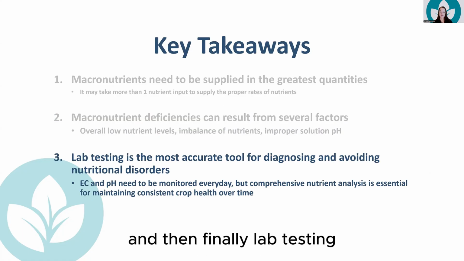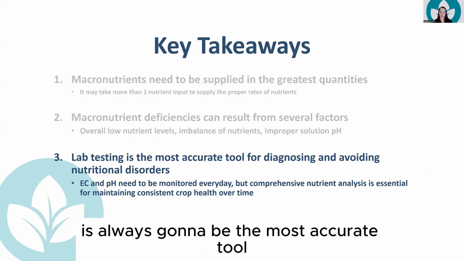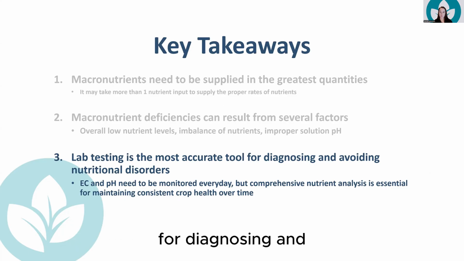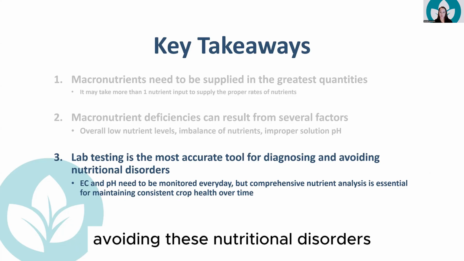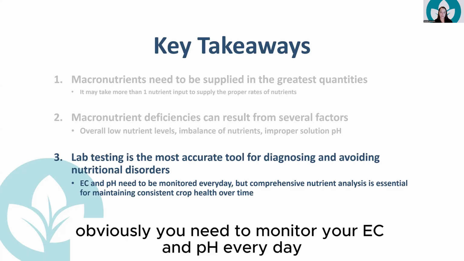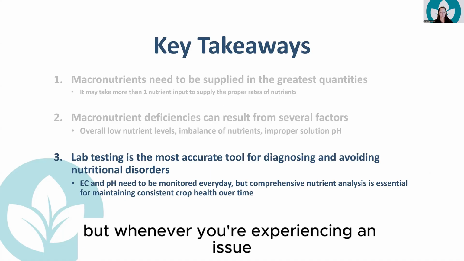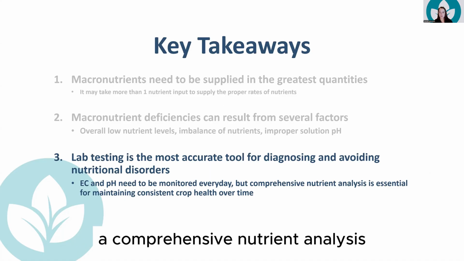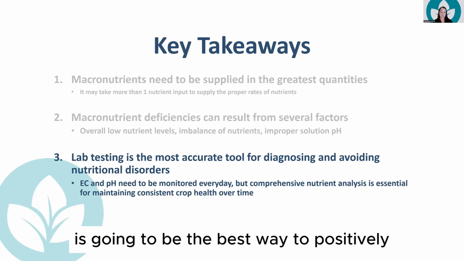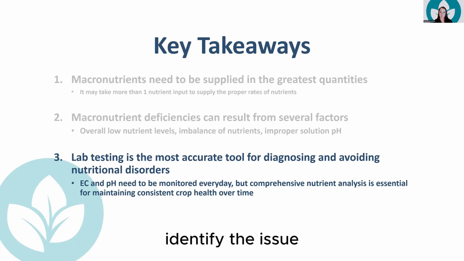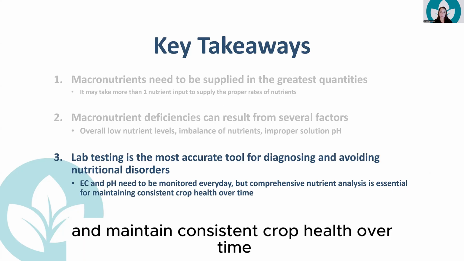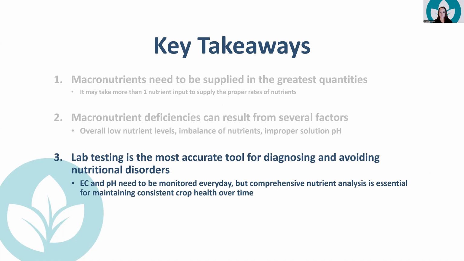And then finally, lab testing is always going to be the most accurate tool for diagnosing and avoiding these nutritional disorders. Obviously, you need to monitor your EC and pH every day, keep that in check and in range. But whenever you're experiencing an issue, a comprehensive nutrient analysis is going to be the best way to positively identify the issue and maintain consistent crop health over time.